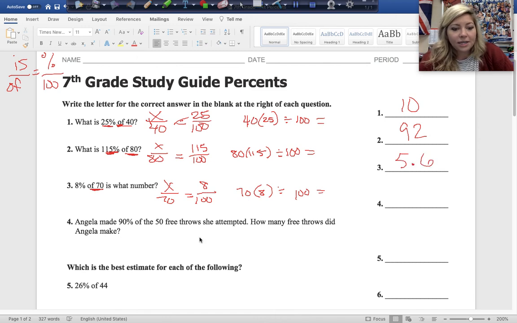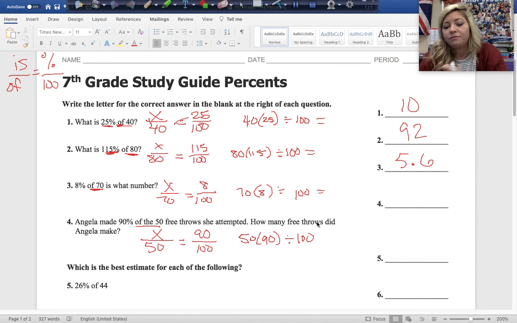The next one says 90%. So 90 goes over 100 because percents always go over 100. Of the 50 free throws, so of 50. Okay, so 50 times 90 divided by 100. So 4,500 divided by 100 is 45.